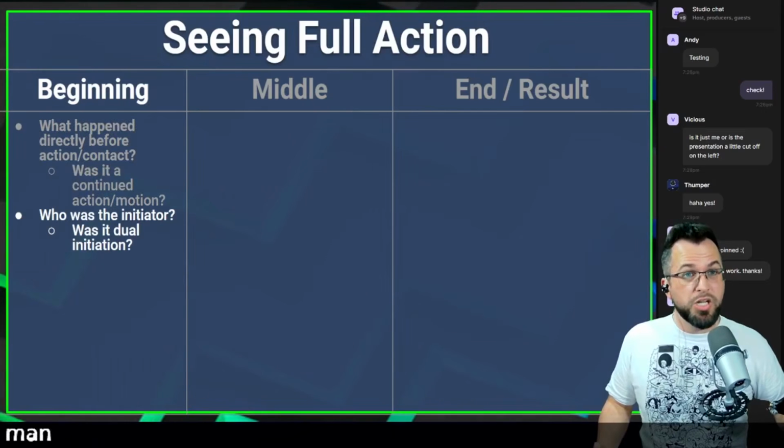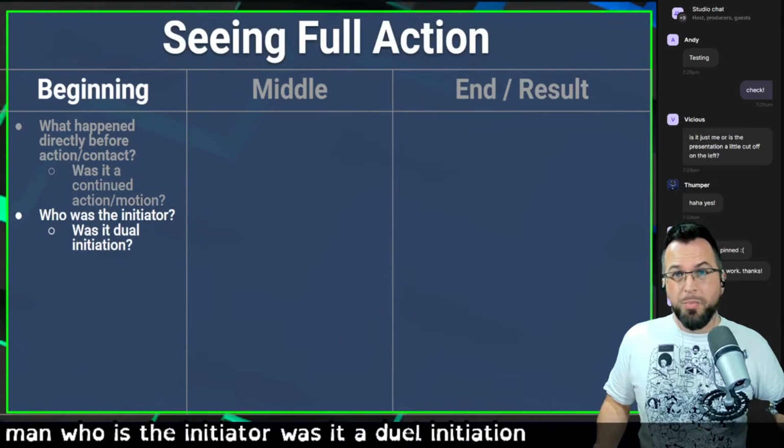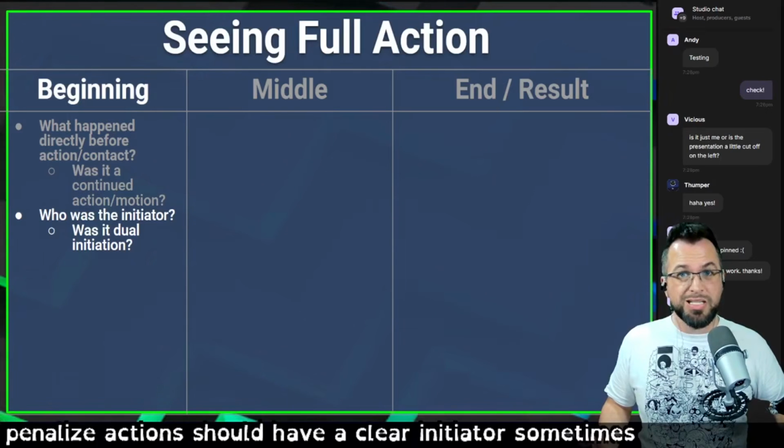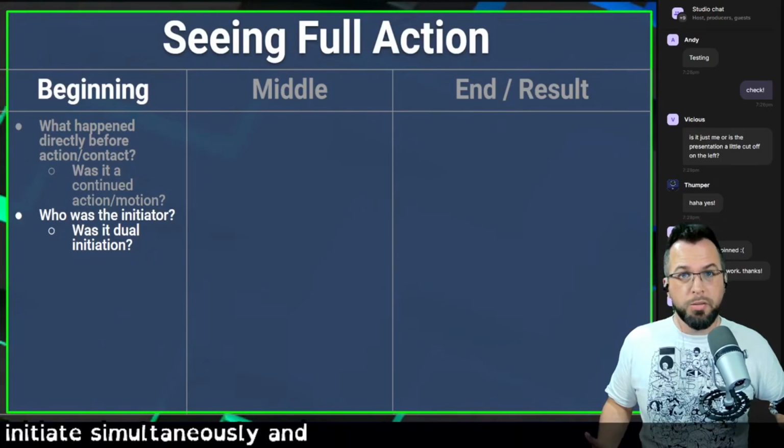And then who is the initiator? Was it a dual initiation? Penalized actions should have a clear initiator. Sometimes players initiate simultaneously and they have dual impact on one another.